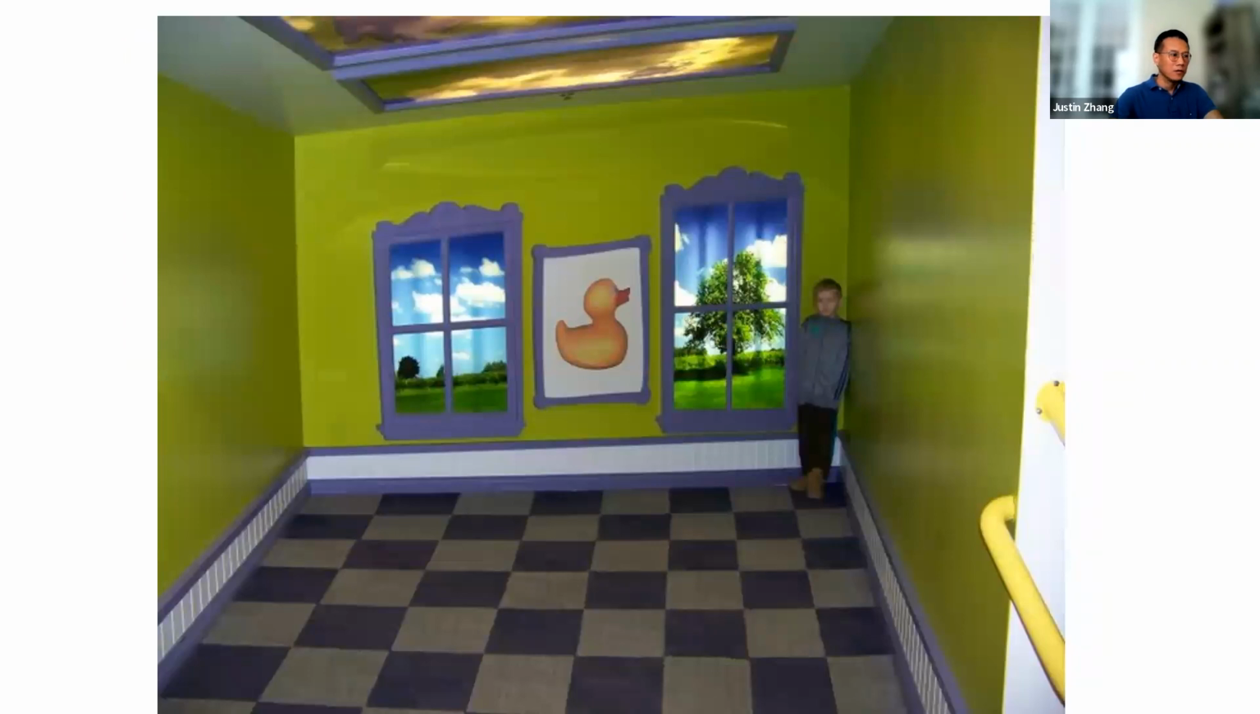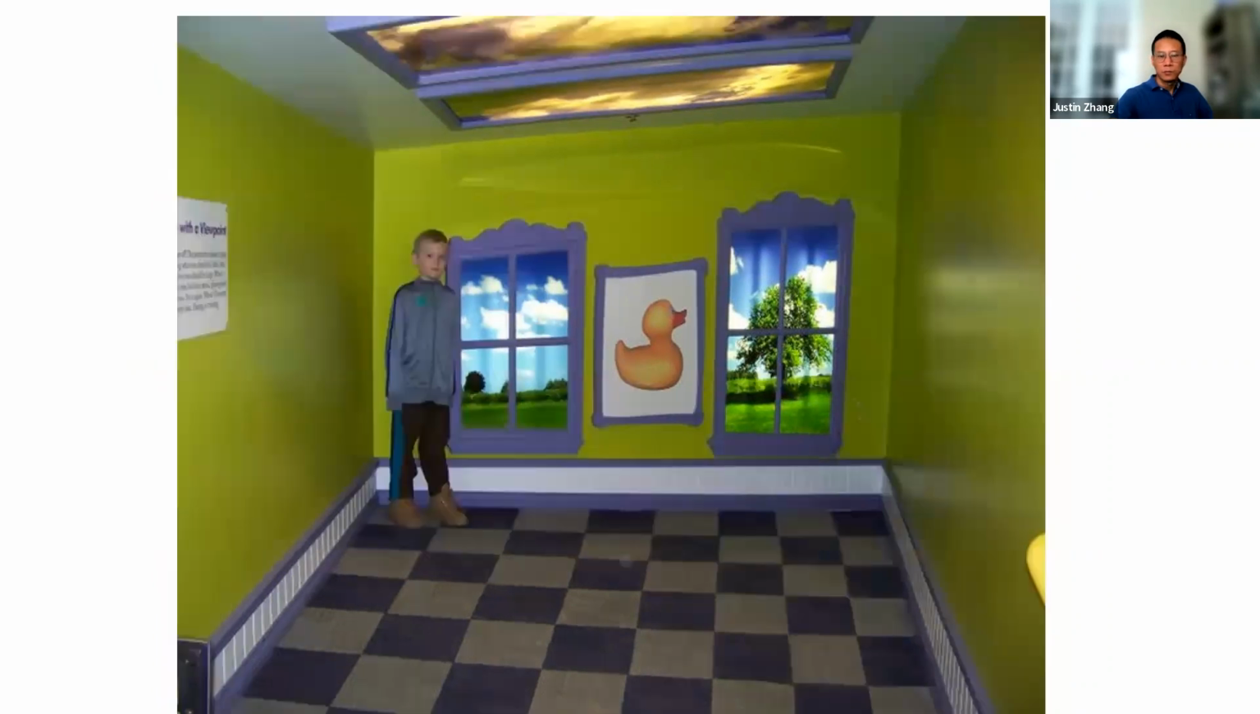So here's another very famous example. The boy is standing on one side of the room and then on the other side of the room. It's the same boy in the same room, but what's happening here? Did the boy suddenly become taller, or what happened?